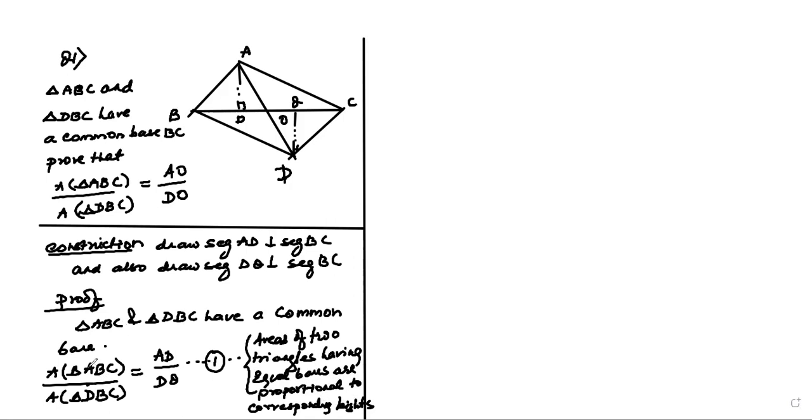But just have a look. Area of triangle ABC upon area of triangle DBC is what we want in our answer. It should be equal to, I got AD upon DQ, whereas here I want AO upon DO. That means I have not got the answer. So somehow, this AD upon DQ that I got, I'll rub this out. I want it to be replaced by AO upon DO.